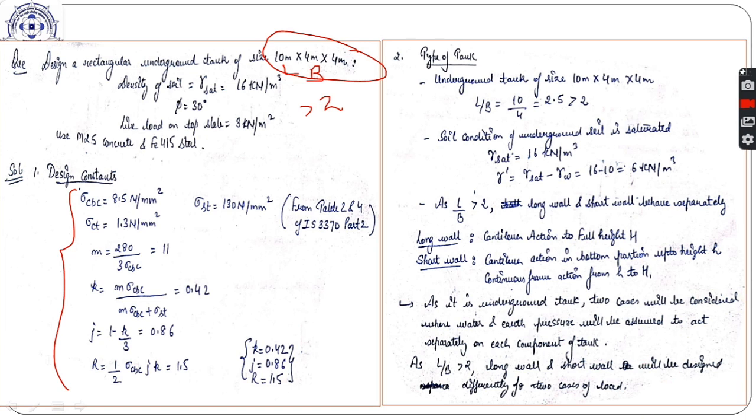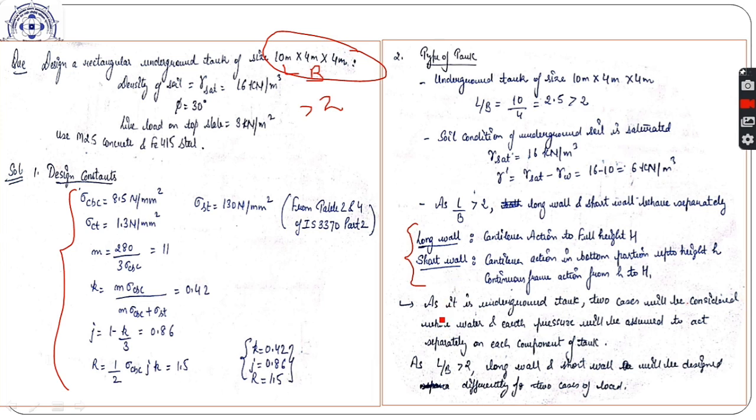If the same question was for L by B less than 2, then the long wall and short walls will behave similarly. That is, on the bottom portion cantilever action, and then on the top portion continuous frame action. So we will be doing this like for this.